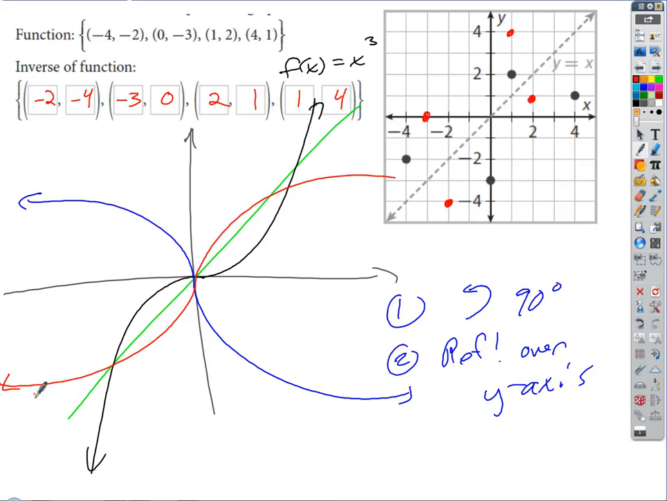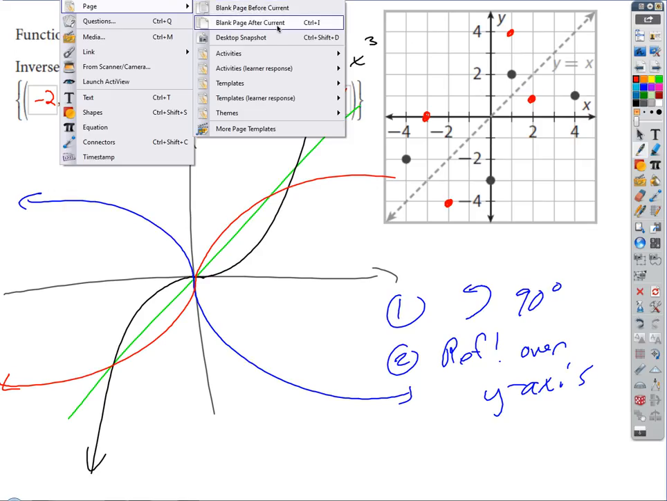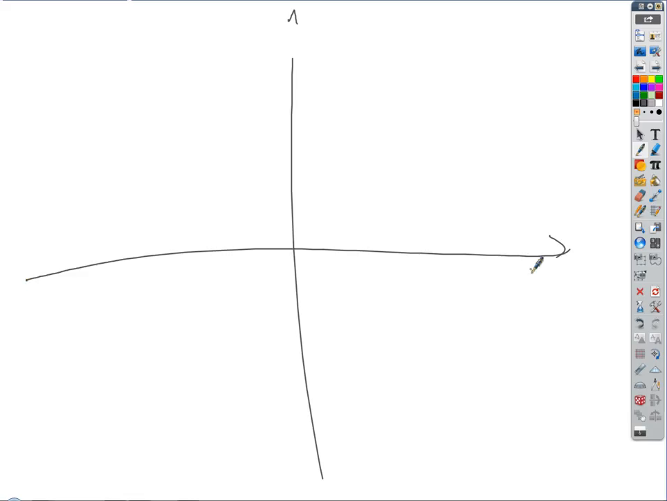Okay? But think about what that means then. Here's the really cool part of this. This is what I love about math. So now let's think about this. You guys told me at the beginning of the period that the test to predict whether a relation's inverse is going to be a function is the horizontal line test, right?